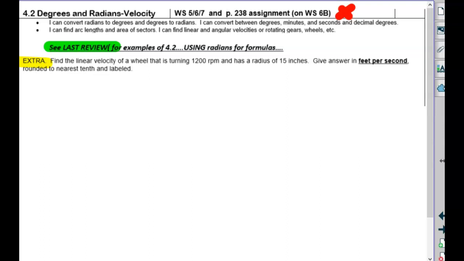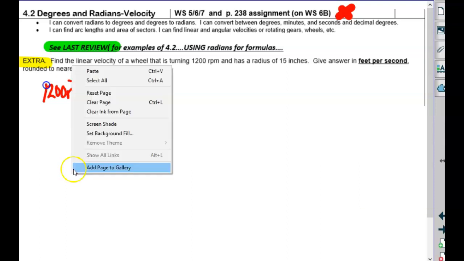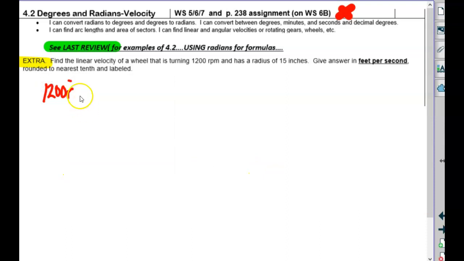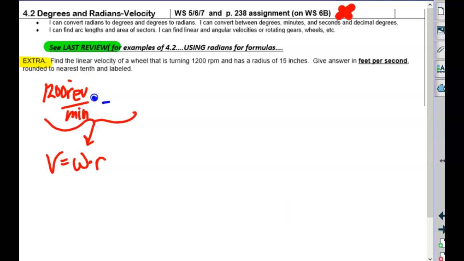Should we go over this one, or you got this? 1200 RPM is not radians per minute. Okay, it is revolutions per minute. So what do we need to do? We're trying to get the linear velocity, so we need the angular times the radius. But the angular only happens if it's in radians. So what do we need to do to change this to radians?